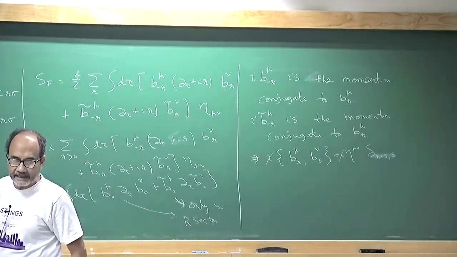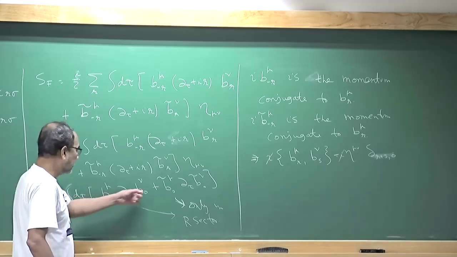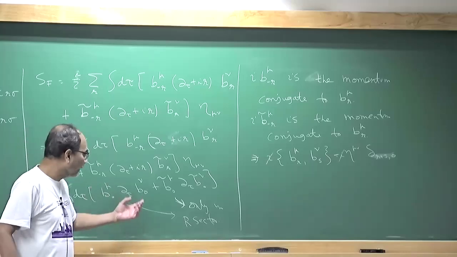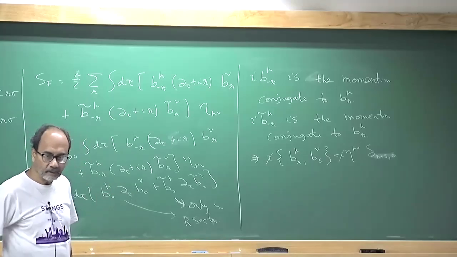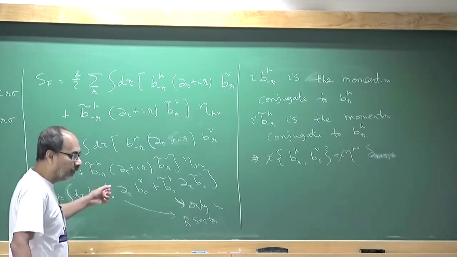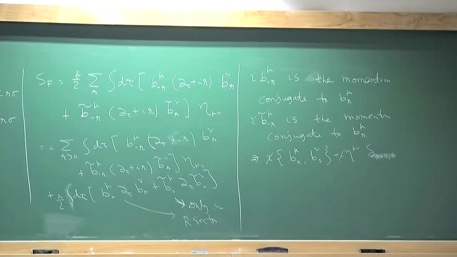Now for B0, things are a little more complicated, right? Because we can see from this that B0 is its own momentum. If you take the derivative with respect to delta B0 nu, you get B0 nu, raised by eta mu. So this means that it's a constrained system for the B0, and you have to do some Dirac quantization, because the coordinate and momentum are the same. The momentum conjugate to B0 mu is B0 mu itself. So that's why it's a constrained system and you have to do Dirac quantization. So you can do that.